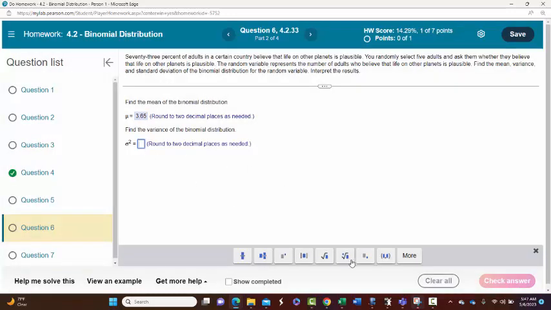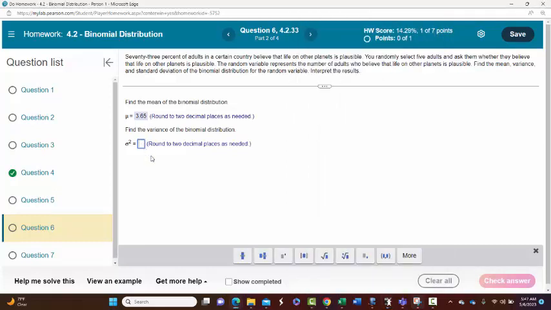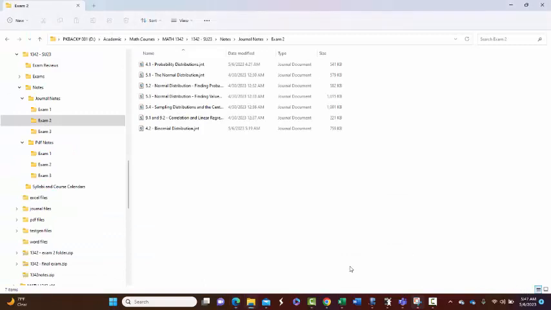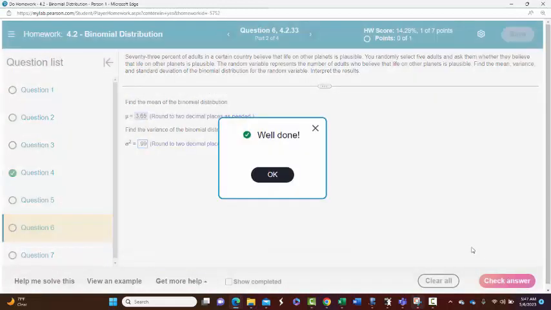Variance is NPQ. Now you can do this a couple ways. I can go second enter, and you can either figure out what 1 minus 0.73 is, or you don't have to figure it out. Just put it directly in here as 1 minus 0.73. It'll take care of it for you. That's your Q. So there's NPQ right there. Let's try it to 2 decimal places. So let's try 0.99. Well done.